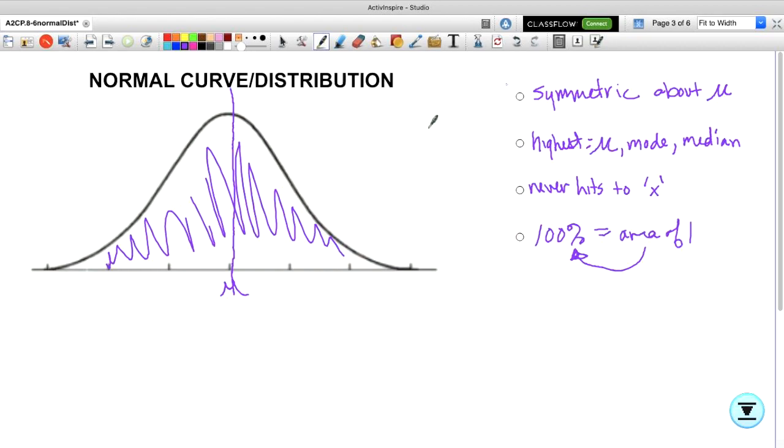So these are the 4 big ideas. They're symmetric around the mean. The highest point here is going to be your center right here, which is modeled as your mean, your median, and your mode, okay? But we're just going to refer to it as our mu, our mean. These 2 little tails here, the little ends here, actually never hit the x. They continue getting closer and closer and closer, but they never actually get to it. And the area under the curve equals 100%, it's an area of 1.